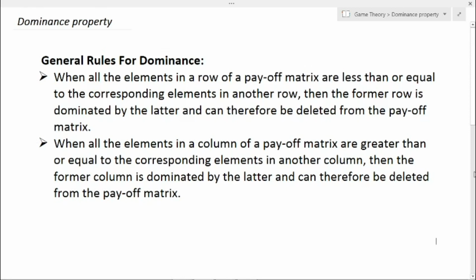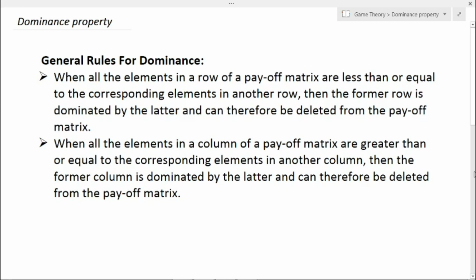In this video, we are going to learn about dominance property in game theory. Earlier I have posted a video about the basic information, and also we have learnt the minimax and maximin principle and the odds method in game theory. You could find the link for that video in the description below.